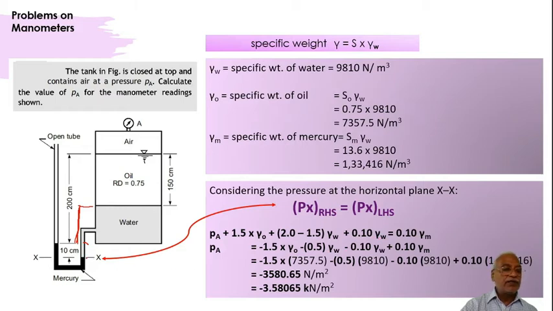Then I'll reach at this level. That's how I have written. On the right hand side, Px is given by all this expression, and it is equal to, on the left hand side at this level. Now how do I write this for this? I'll start again at free surface, which is 0, and I go down. That's why there is a plus sign. Through what distance? Through 0.1 meter in mercury. So 0.1 into gamma m.